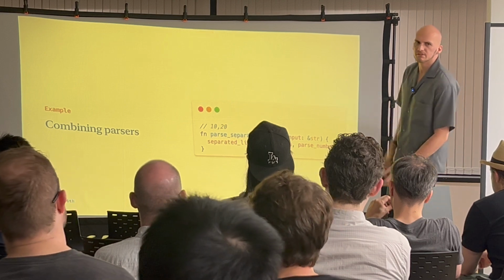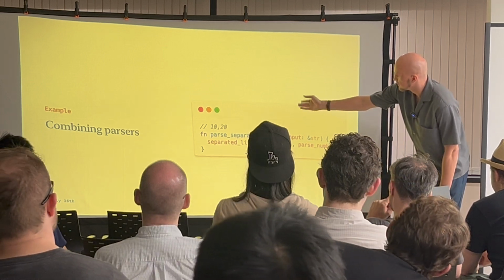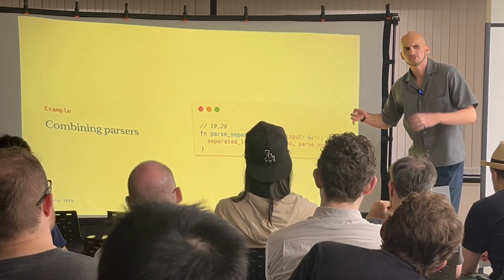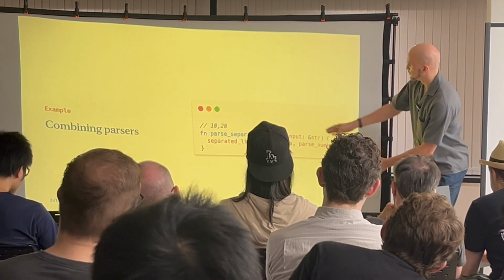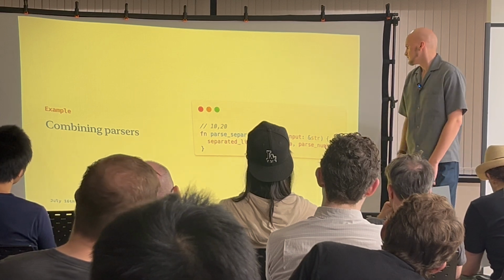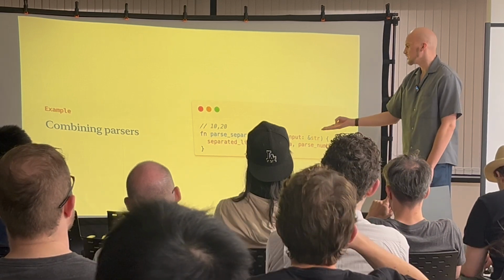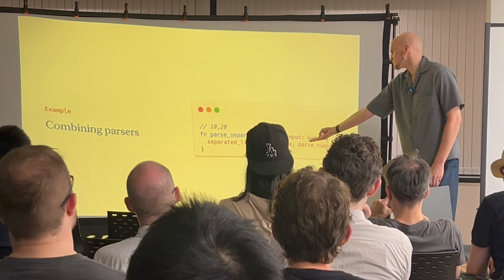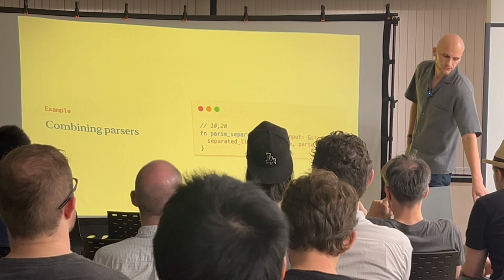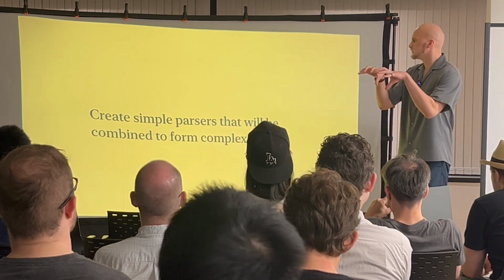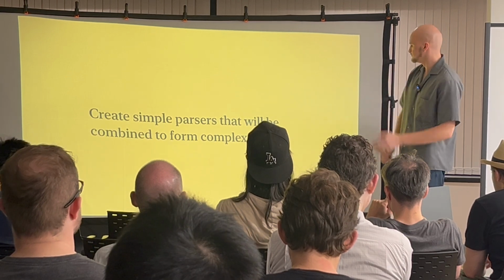Here's an example to better understand how it works. Here I'm trying to parse 10, 20, which is basically an array without the brackets, to build this separated number parser. So I have my parse comma, my parse number parser, and I'm using the combinator separated list to say I have a list of numbers separated by commas. There's really this idea that the whole philosophy of parser combinators is about creating really small, simple parsers that you then combine together to create more complex parsers.